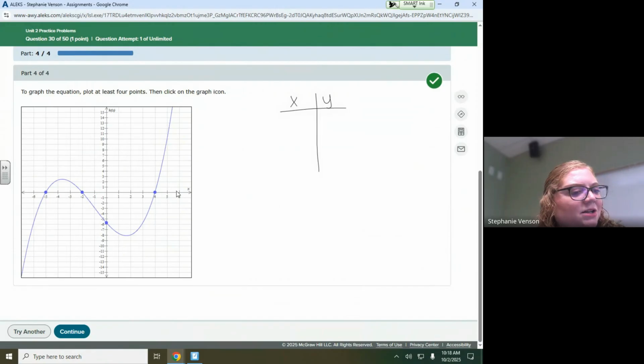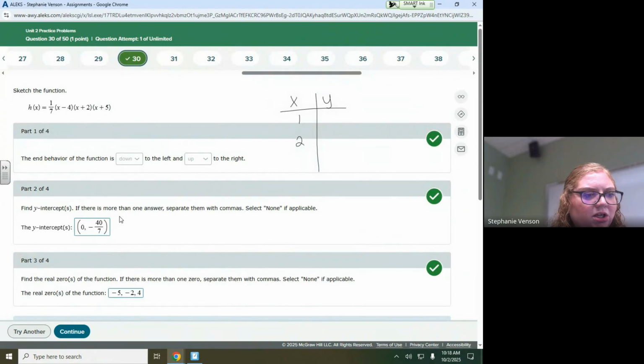So if this is what I had so far, see my X-intercepts here? I think what I would do is pick something in between my lowest one and my highest one. So I would probably do the easiest thing I could think of, which would be like 1 and 2. Does that make sense? And so we'll put 1 and 2 here. And then to get them, you would just plug it back into the original function. The original function is h(x) = 1/7 (x - 4)(x + 2)(x + 5).